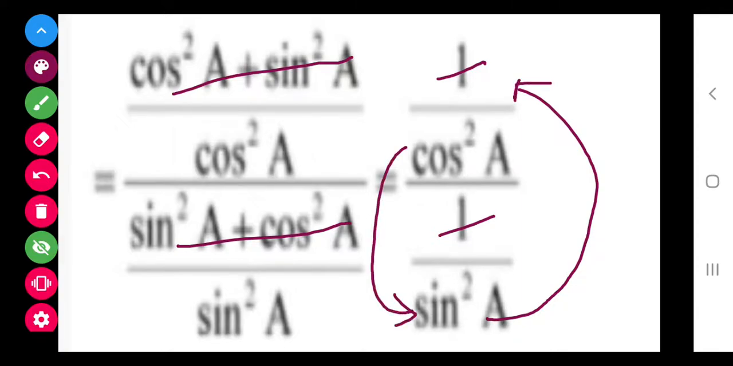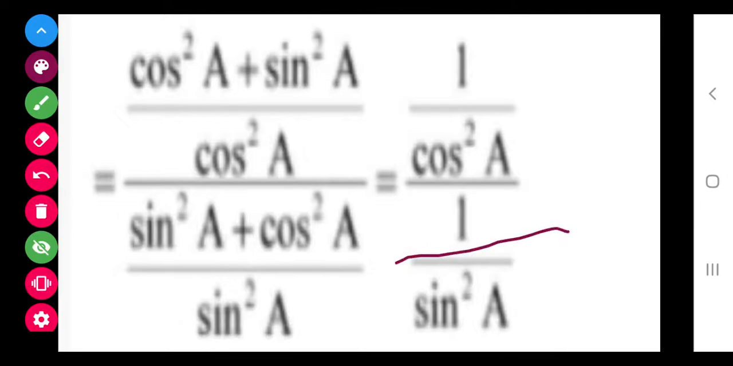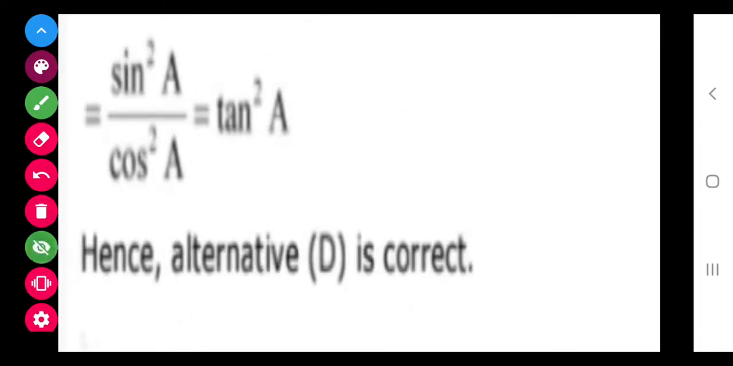Now this will be rearranged. After rearranging, sine square A upon cos square A will come, that is equal to tan square A. So that's all, class. This is the way you are going to do it. Only till question number 4 you have to attempt, and wherever you face a problem, you ask me.